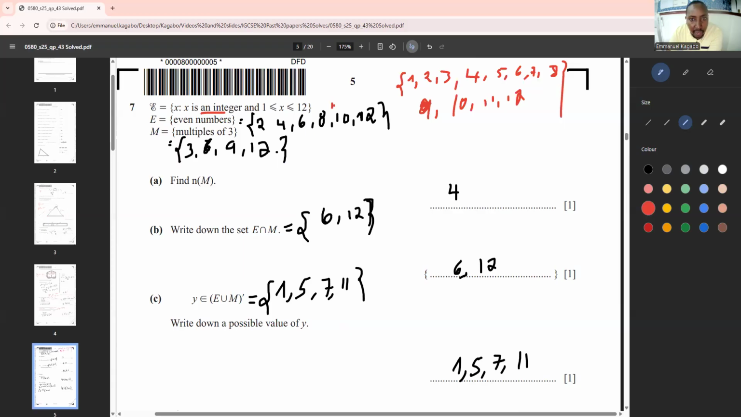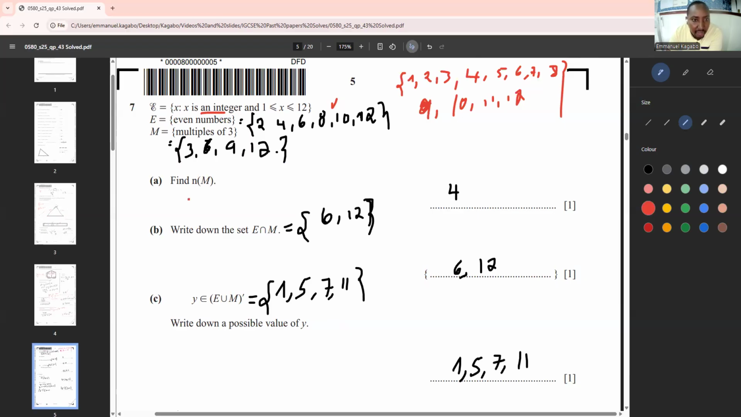Now, even numbers, I've already listed them because I have to pay attention. All my numbers, this is the universal set. So the numbers which are between 1 to 12 that are even numbers, it's 2 all the way to 12. Then they said multiples of 3, again in the universal set, is 3, 6, 9, 12. Very good. Find the number of M.